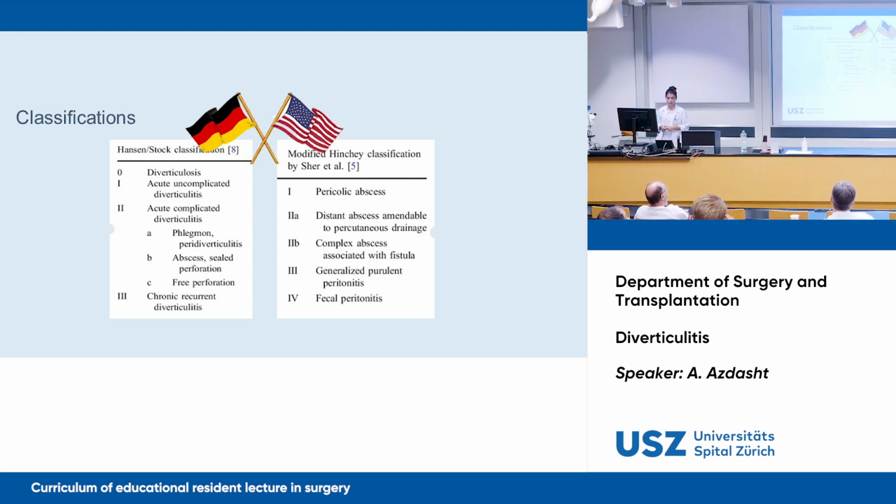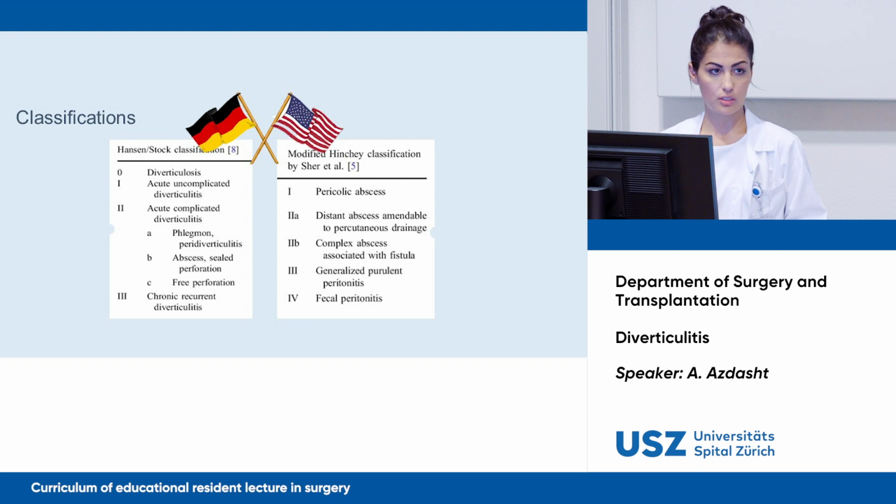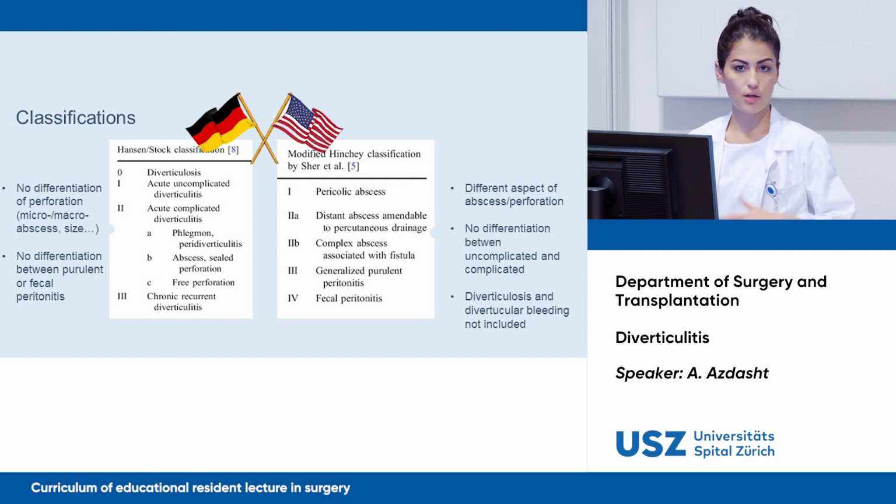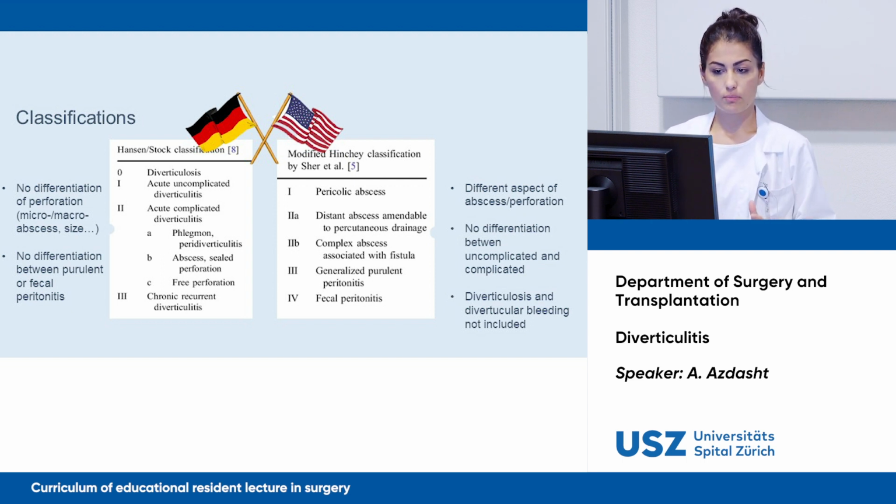There are different classifications of diverticulosis and diverticulitis. In Germany, we rather have the classification of Hansen and Stock, whereas the modified Hinchey classification is more predominant in the USA. It's important to know that the Hansen and Stock is not 100% detailed. Some parts are missing here. And as well, the modified Hinchey classification actually focuses on the intraoperative site and does not focus on, for example, uncomplicated diverticulitis or chronic diverticulitis.